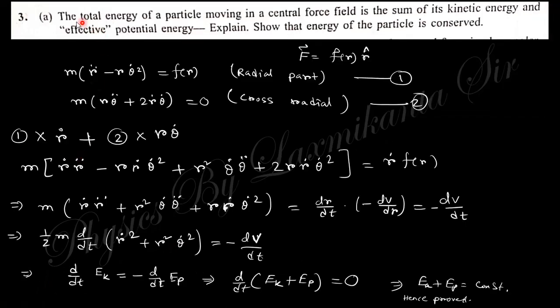Next, the total energy of a particle moving in a central force field is the sum of its kinetic energy and the effective potential energy. Explain that the total energy is conserved. Actually, for that you need to know about the radial part of the force and the cos radial part. So these two are expressions, and if you just use this mathematical expression, you can easily find out this one, which is the potential. So total energy must equal a constant.